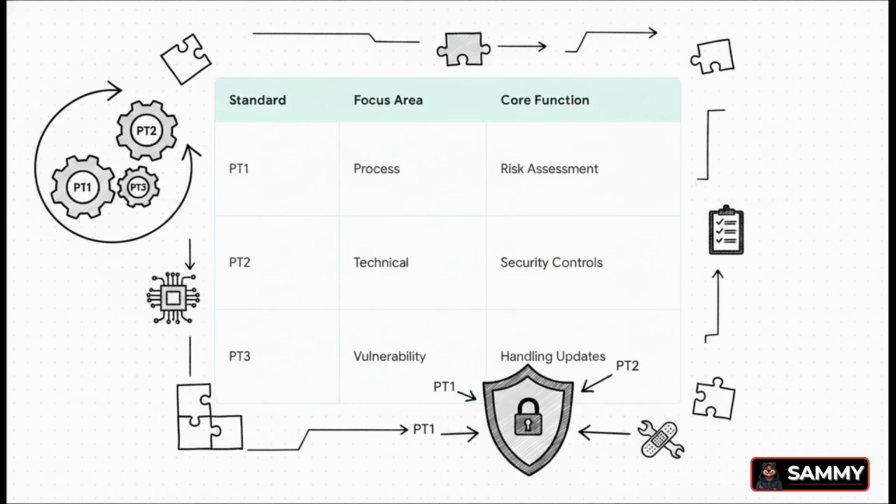PT1 focuses on process, so your risk assessment and product life cycle. PT2 focuses on the technical side, which is your actual catalog of security controls built into the product. And PT3 focuses on vulnerability handling and updates after the product hits the market. You need the PT1 process to tell you exactly which PT2 technical controls to select so you can manage the PT3 vulnerabilities. They interlock safely and logically.